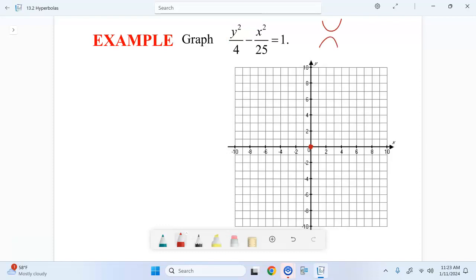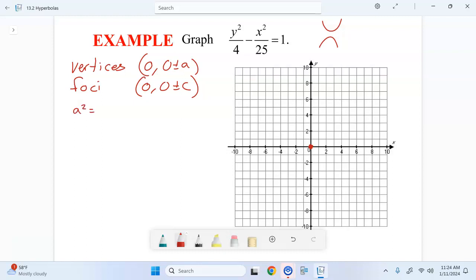So that means when we find our vertices, we're going to have to add and subtract a from the y value this time. And our foci will add and subtract c from the y value. Our vertices will add and subtract a from the y value to get those key points.